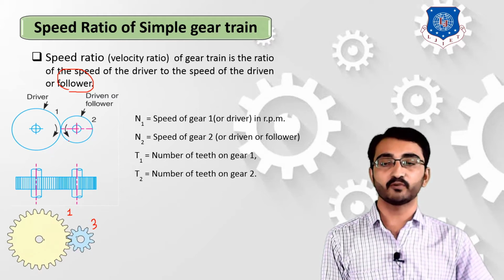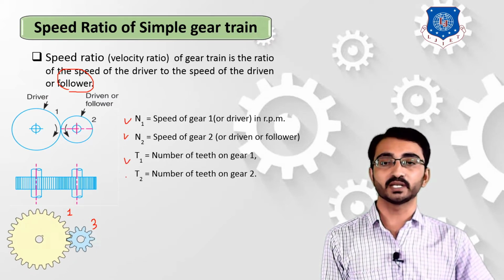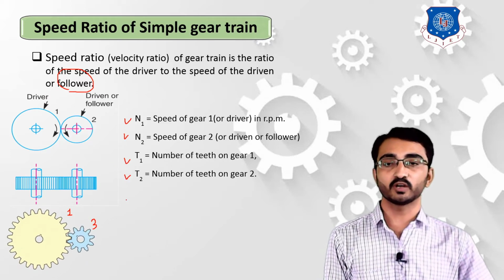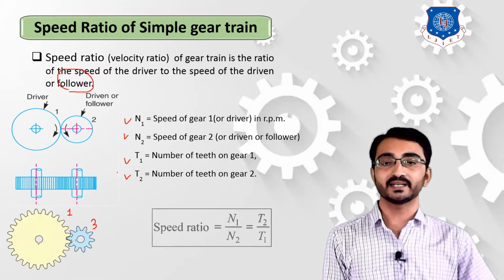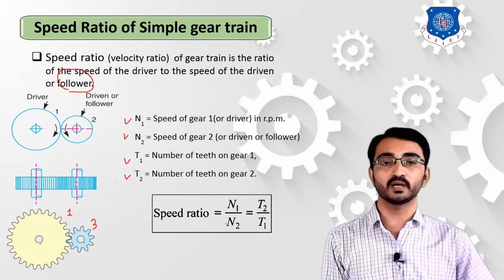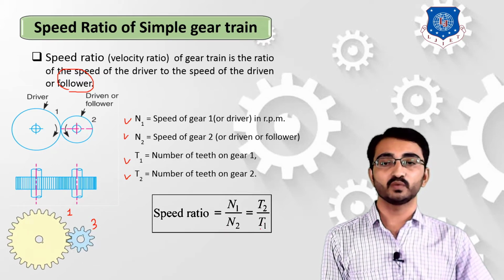So for this assembly, let's consider that gear 1 and gear 2 have speeds N1 and N2, and T1 and T2 are the number of teeth on gear 1 and gear 2. For this assembly we can say that the speed ratio, driver to driven, that is N1 to N2, is equal to T2 by T1. Here we can simply identify that it is in inverse proportion.